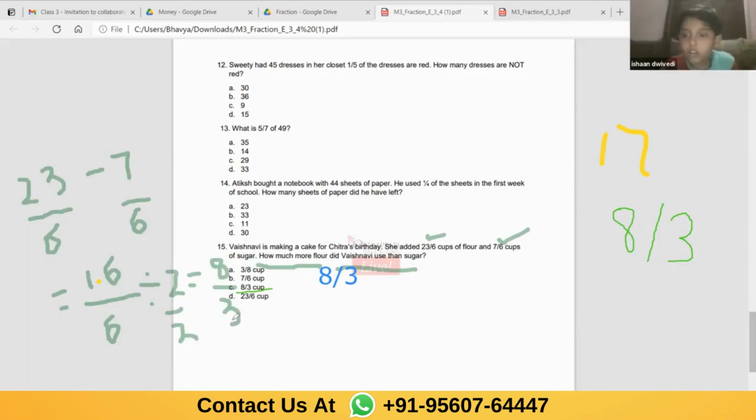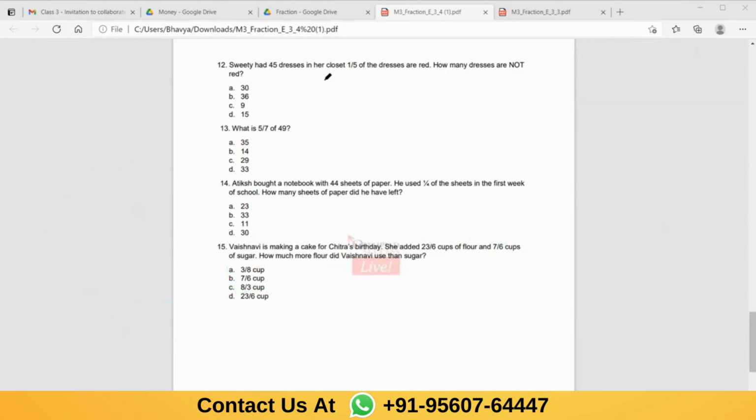Ma'am, I also have a doubt in this question, but I tried. So my answer is 8/3. It is correct. Correct, Ishan. Ma'am, I wrote the answer. Yes, it's 8 upon 3. Correct. Bobby, is it clear? Are the doubts clear now? Yes, ma'am. Great. I'm very happy.